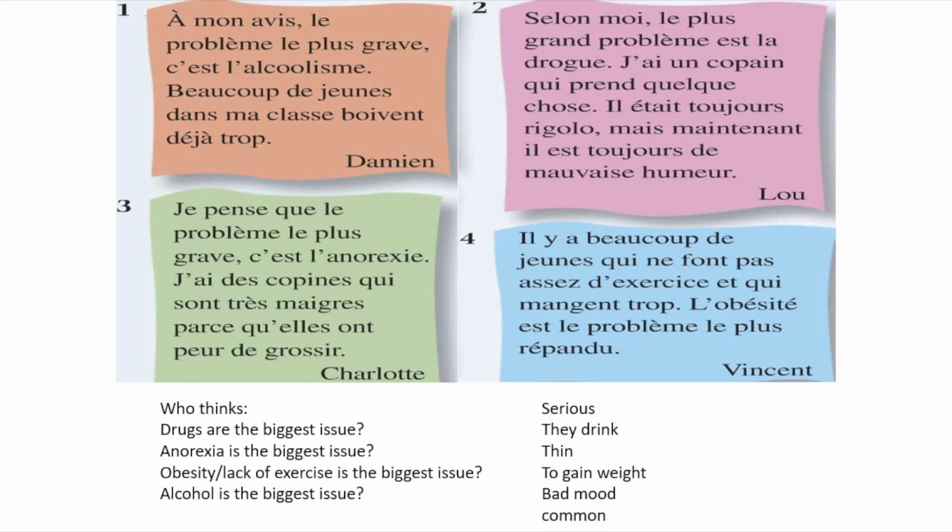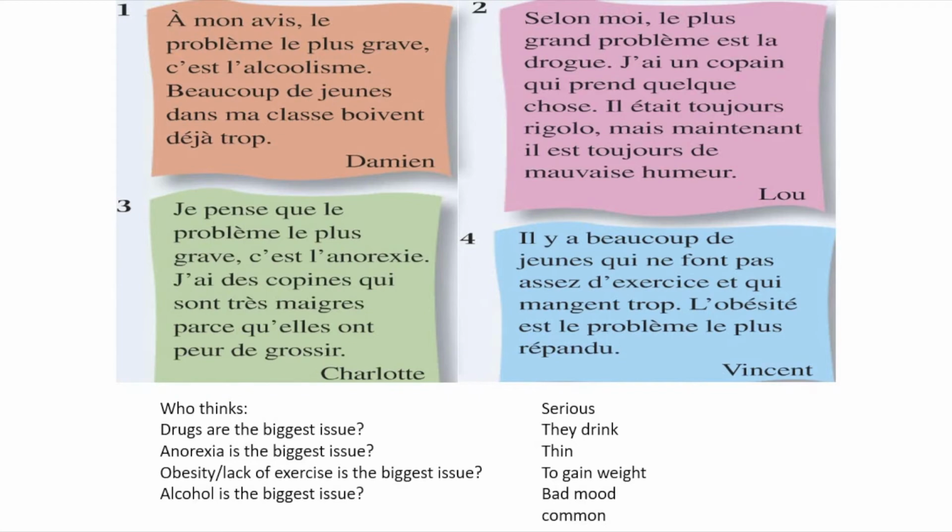What we need here, and you can answer in English, is who thinks drugs are the biggest issue? Who thinks anorexia is the biggest issue? Obesity, lack of exercise is the biggest issue, or alcohol? Just a name will do. And then a little extension to that there, can you find those words there that are in English? Serious, they think, thin, to gain weight, bad mood, and common. I'll read them out just in case you want to hear how they're pronounced.